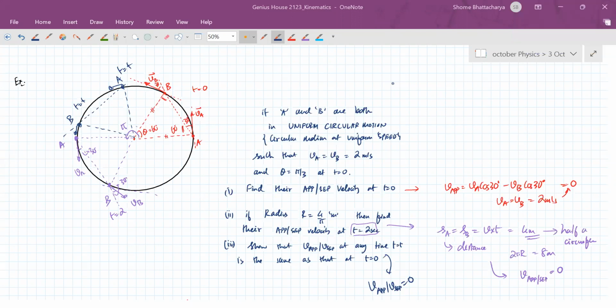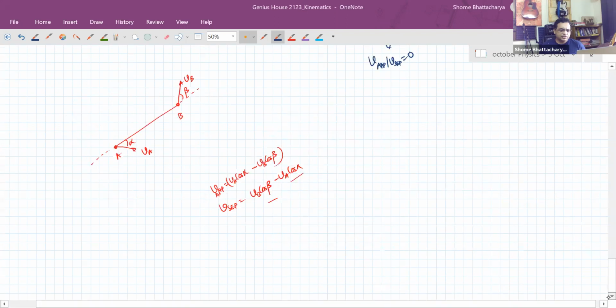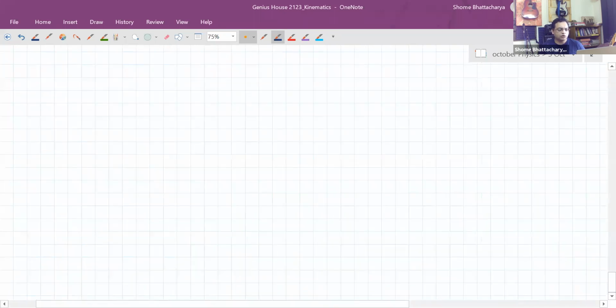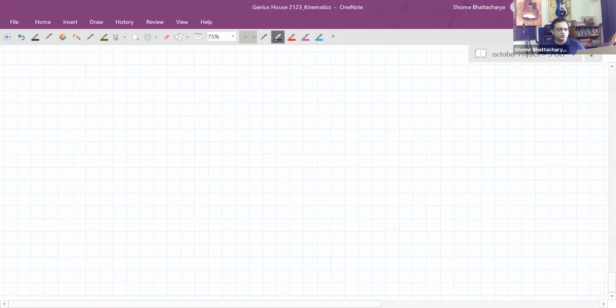Okay. Now next we will see the application of approach and separation velocity in constraint relation problems. These are not kinematics problems per se. They can be thought of as part of kinematics, but not in that sense. They are constraint relation problems. But we will see how we can make use of approach and separation velocity.